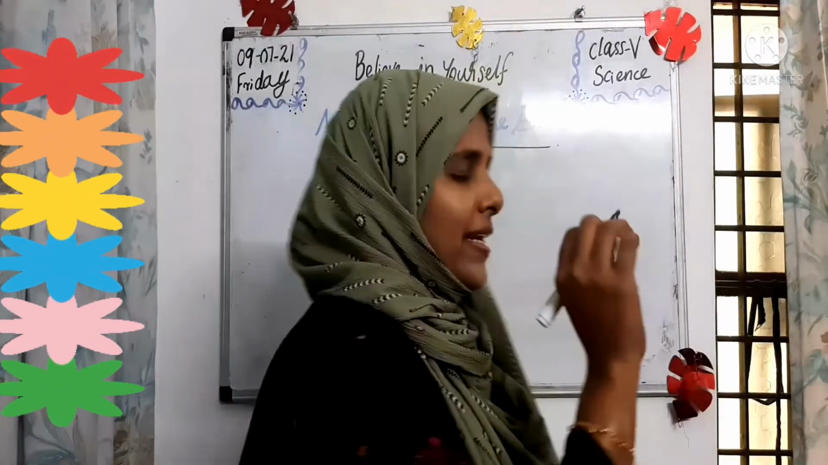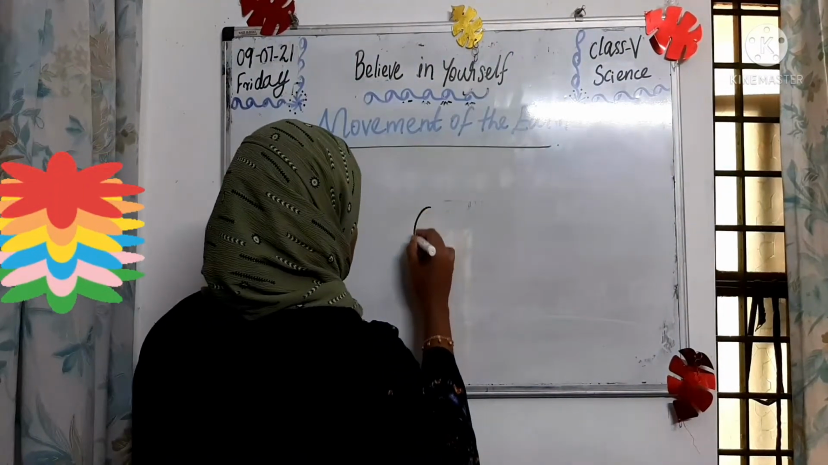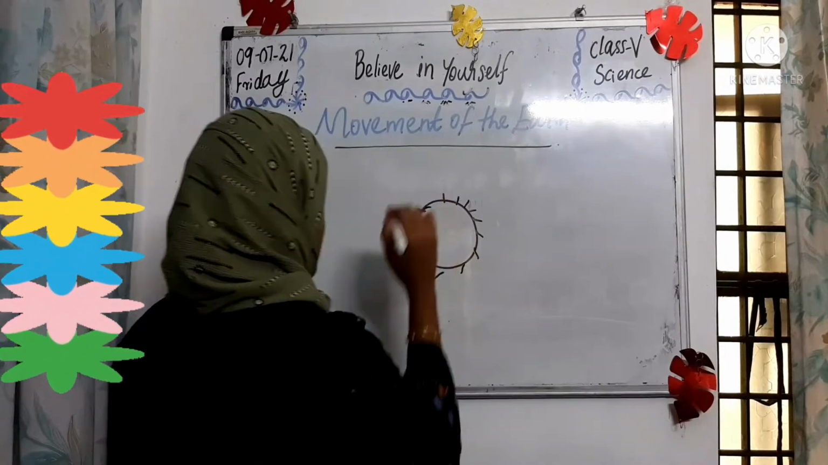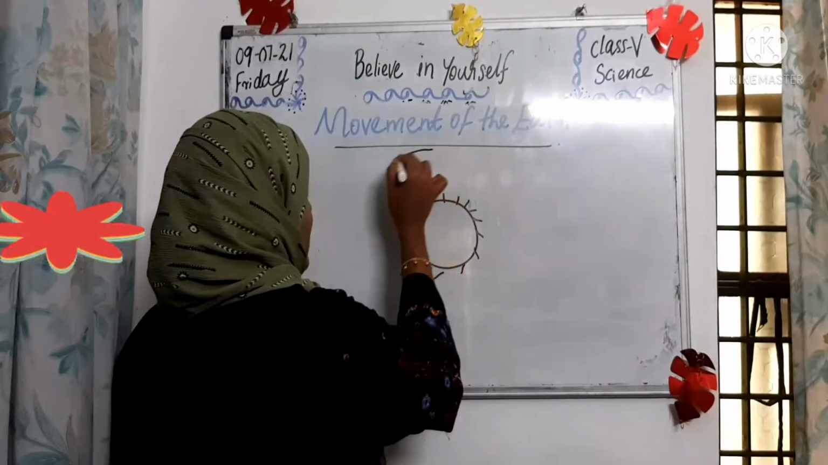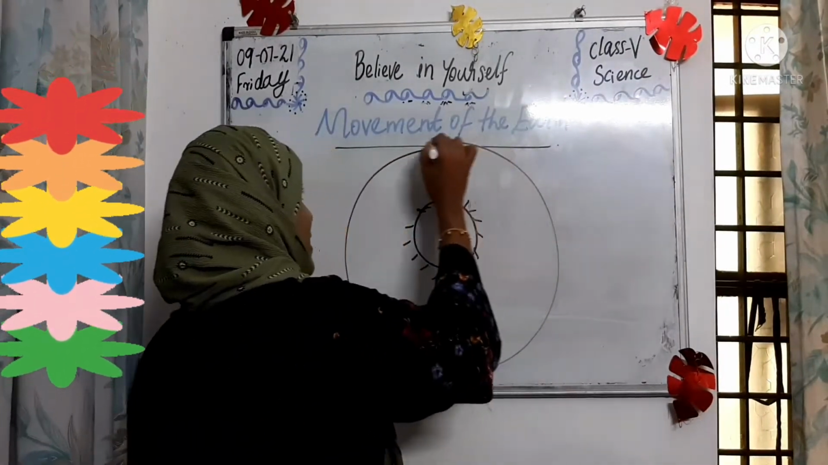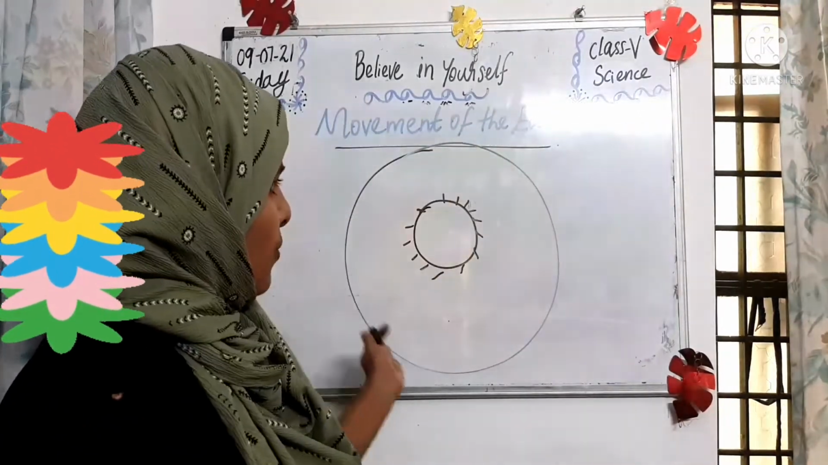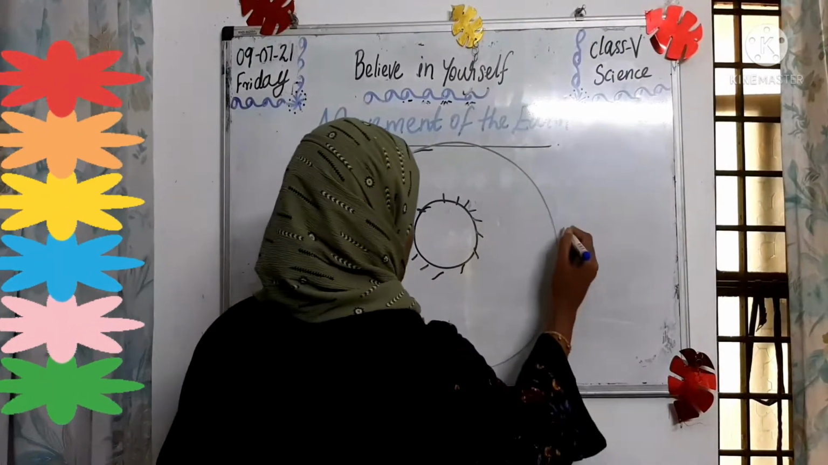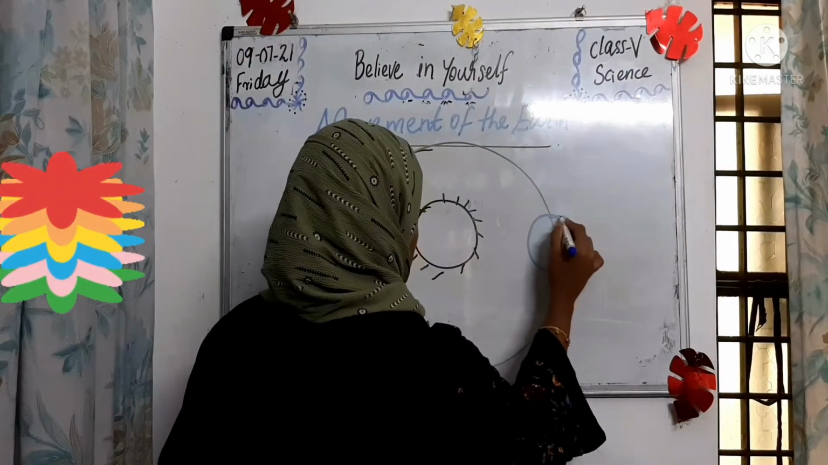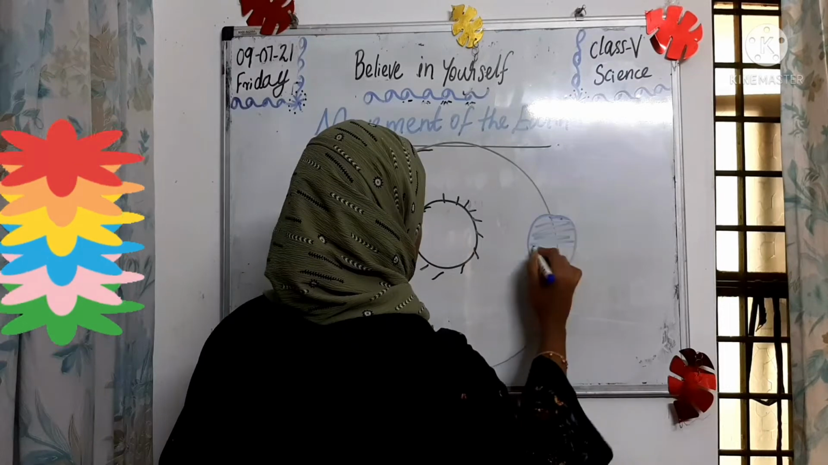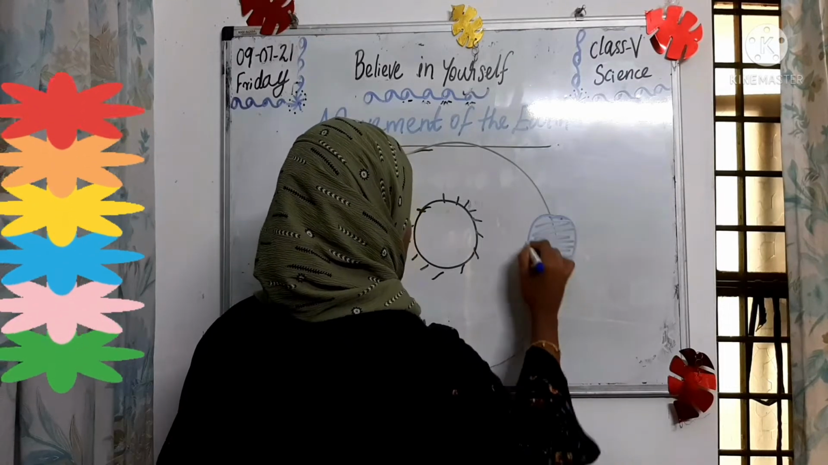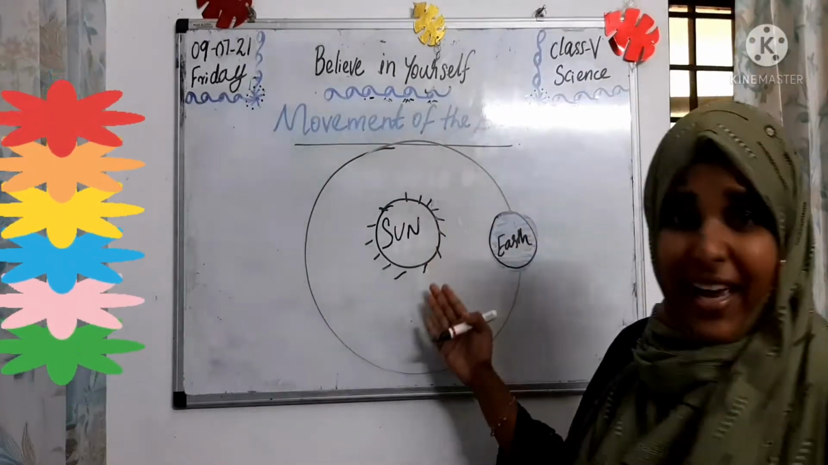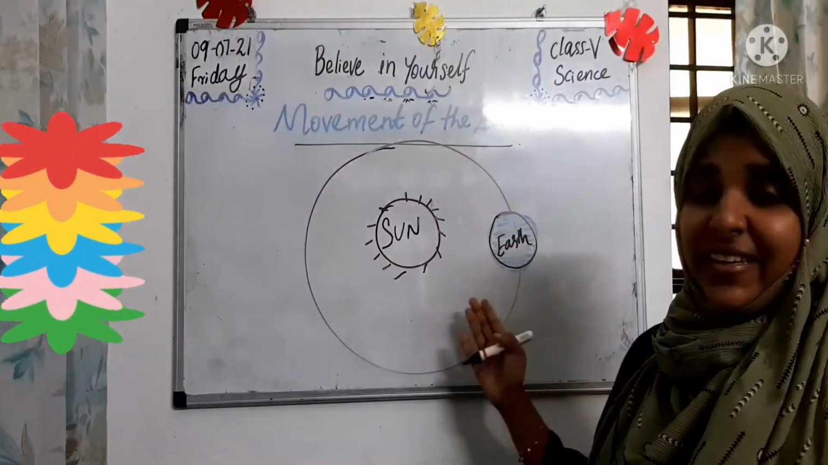Okay, so listen here, children. Suppose this is our sun. Okay, this is our sun. Okay, children. And here at the correct position the earth is revolving around the sun. So you have to imagine our earth is this, which is revolving around the sun. Okay, we can see the sun and earth here, right?